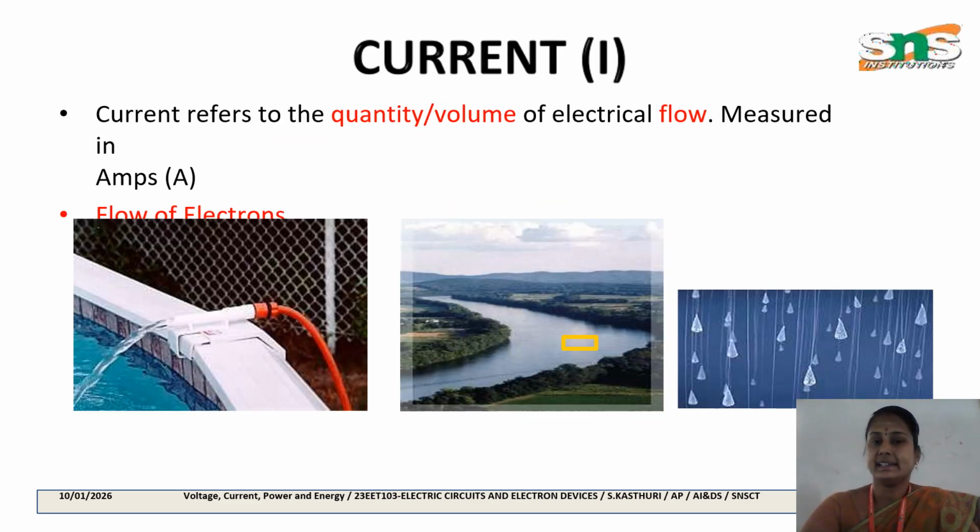Current. Current is the flow of electrical charge through a conductor. It is measured in amperes. Current indicates how much electricity is flowing. Water analogy: current is like the amount of water flowing through the pipe per second.